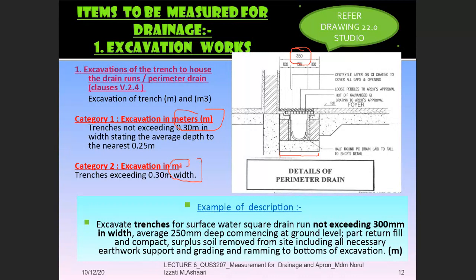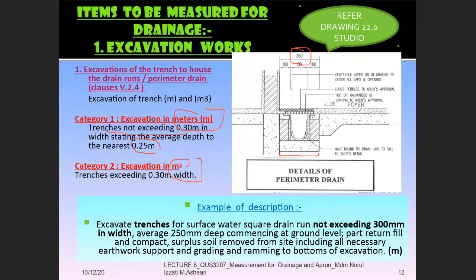Okay, so now I go to the principle of the measurement. If you have the width of the foundation that is not exceeding 300 mm, look at this, trenches not exceeding 300 mm, you have to measure in meter, but you have to write also the average depth to the nearest of 0.25. Average depth to the nearest of 0.25. Okay, now from this drawing, you can also measure the depth in order to get the dimension. Okay, but the indicator is the width.